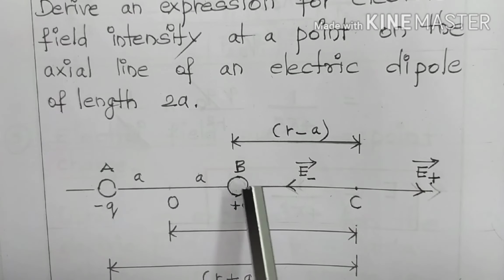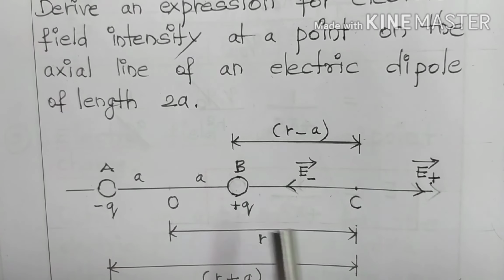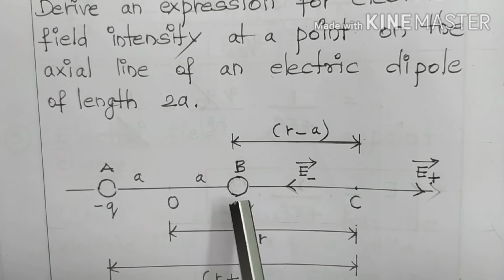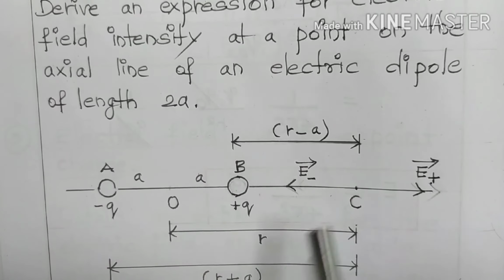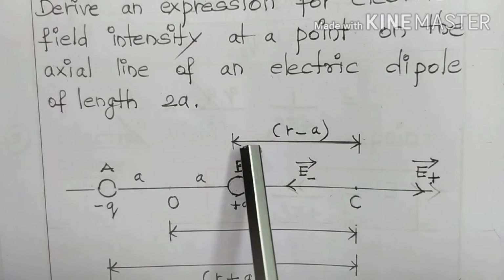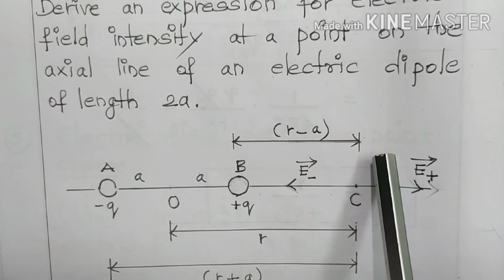Again, what's the distance between B and C? From O to C we know that it is r. Then the distance between B and C is r minus this distance a. That's what is written, r minus a.